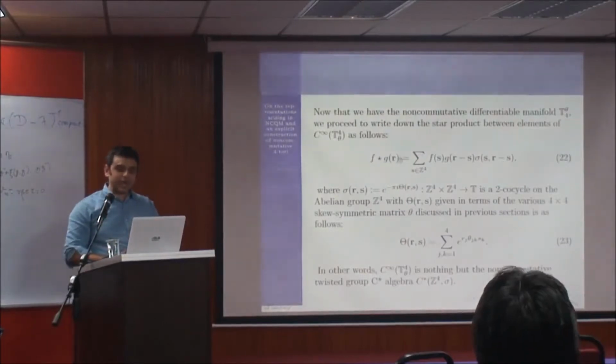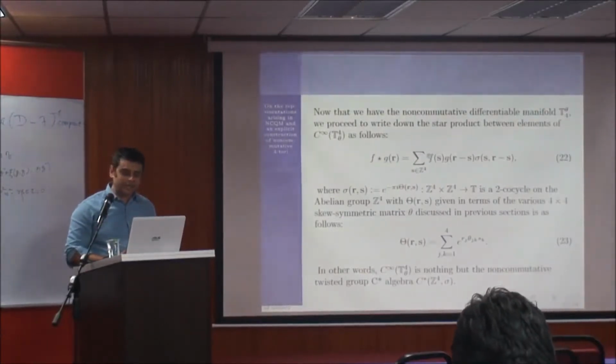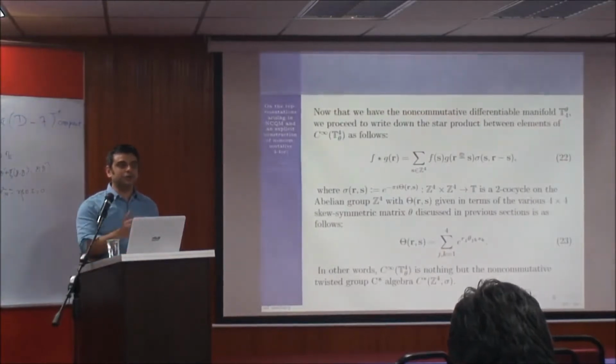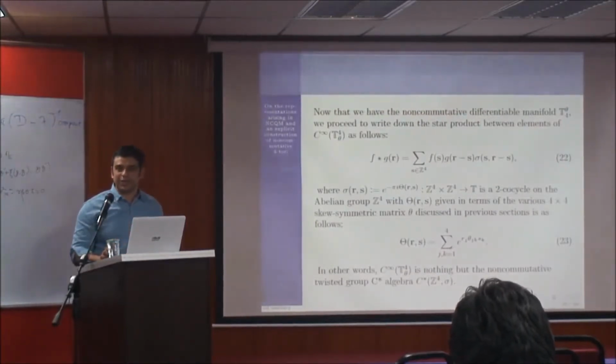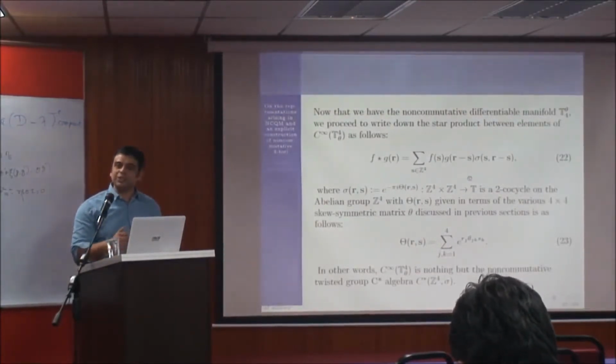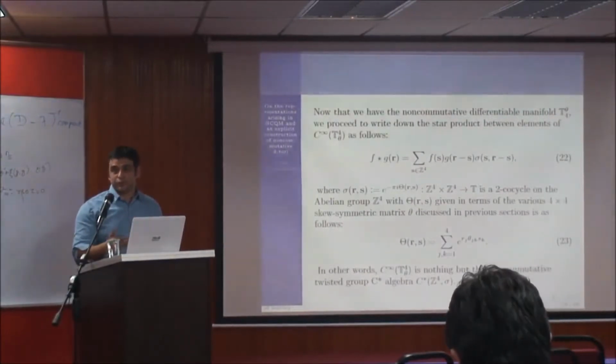So in general we have an integral here, but it's an abelian group, so we have a sum here. And without this sigma, it's just ordinary convolution. Ordinary convolution gives you a commutative C-star algebra. So when your theta goes to 0, you get a commutative C-star algebra of convolution, which is the group C-star algebra, which is of course commutative.